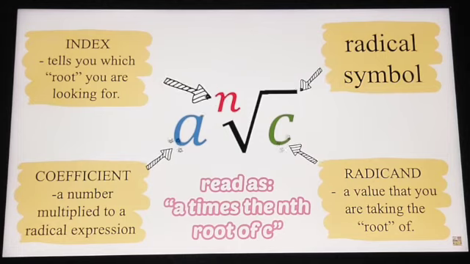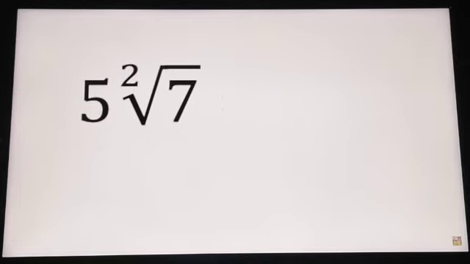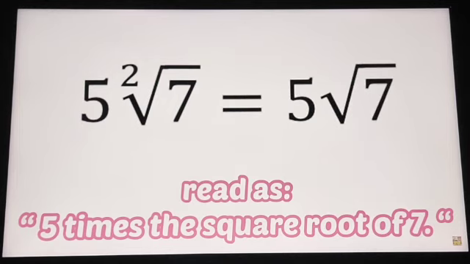Now let's look at some specific illustrations on radical expressions. So this expression that we have here is read as 5 times the square root of 7, where our 5 is the coefficient, the 2 is the index, and the 7 is the radicand. Now we remember that if the index is 2, we don't have to write it. It becomes invisible, so we can go ahead and rewrite this as 5 times the square root of 7. So these two are the same.